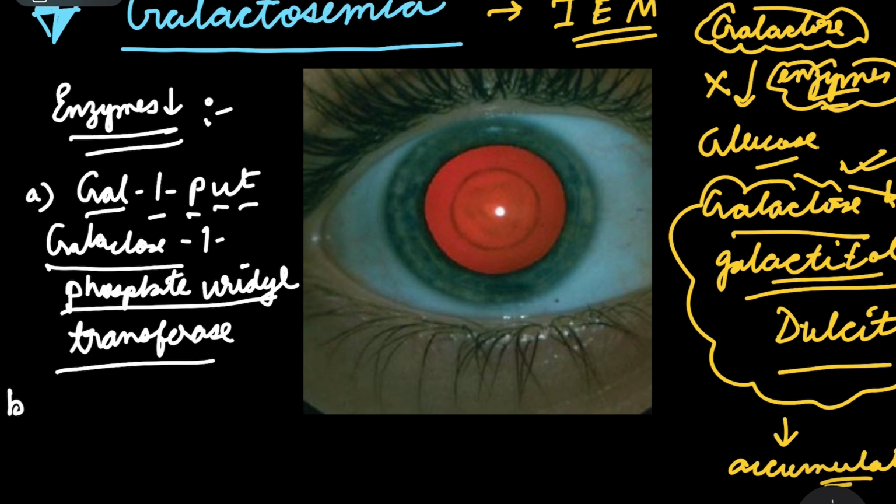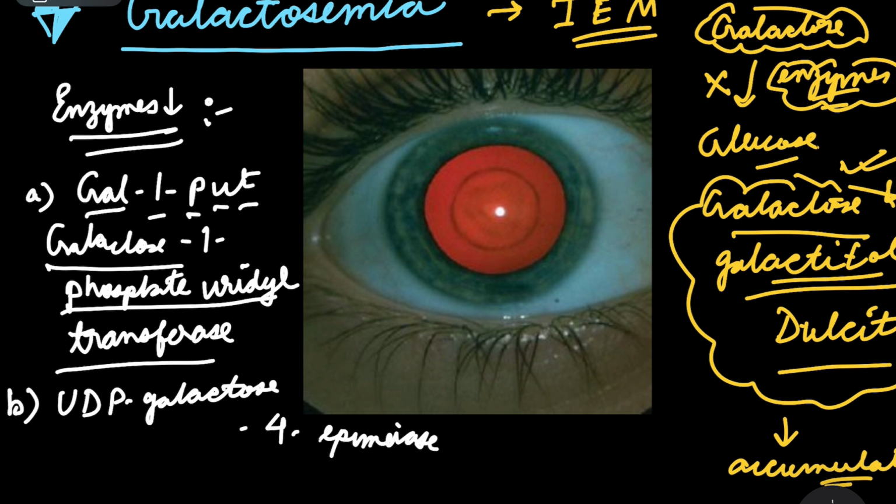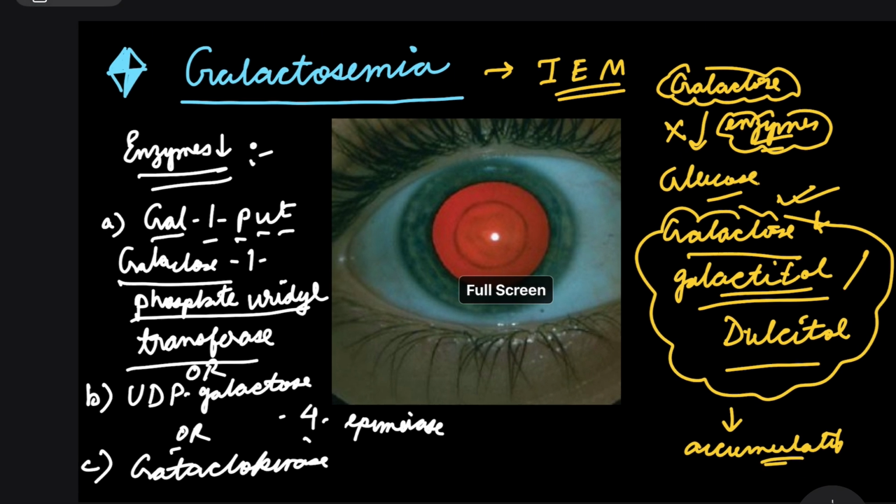Second enzyme, UDP galactose 4 epimerase. These are just the names of the enzymes. There is nothing to really understand over here. UDP galactose 4 epimerase is the name of the other enzyme. Basically, this or this or this. So there is an 'or' in between each of these enzymes. All of these enzymes are not deficient together, it is either/or. Last one, pretty simple, galactokinase.